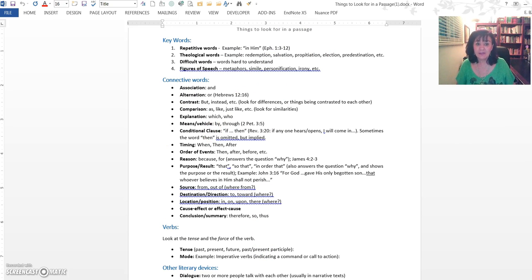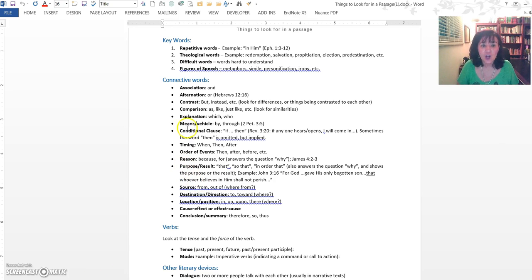You are not going to have every single thing that is on this list on every passage, but you want to look and say, okay, let's see what are the associations. Now, you don't take every one in the passage to study, just those that are significant. Alternation, contrast, comparison, and so forth. Look through the list and just make sure that you circle them and see the logical connection.